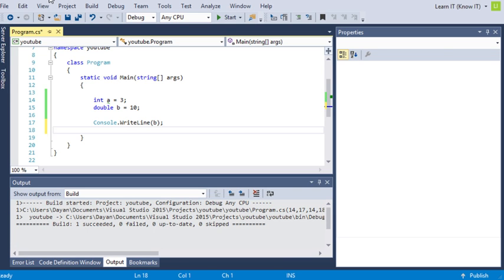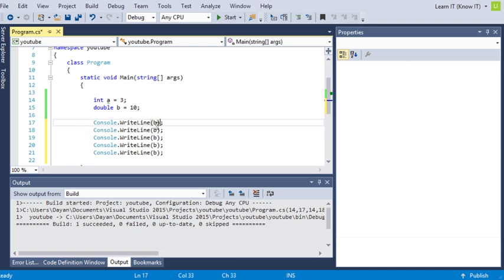In this video we're going to go through comparison operators. Now what we've got here is what we had from last time, but we're going to add in a few more lines. We'll start with that.